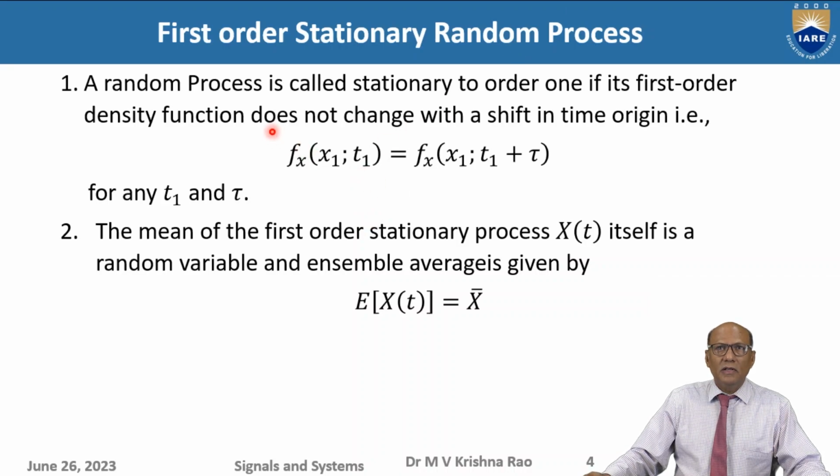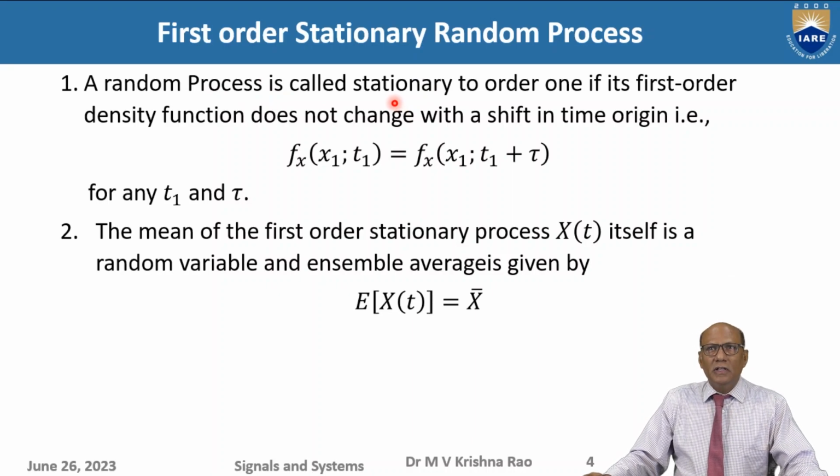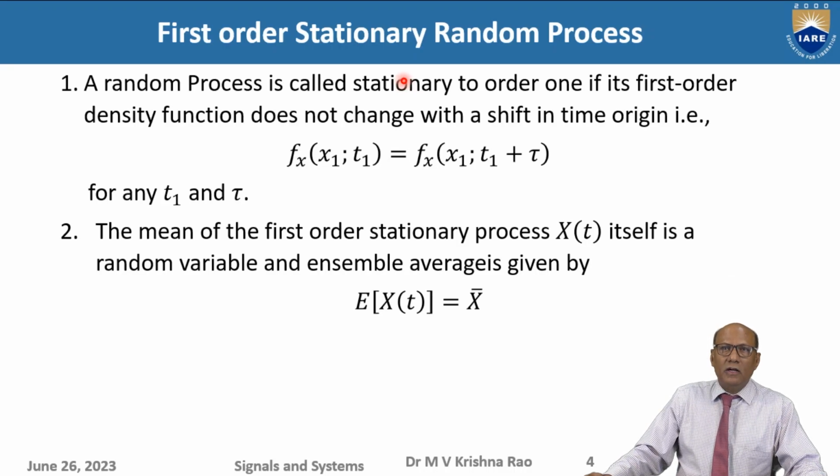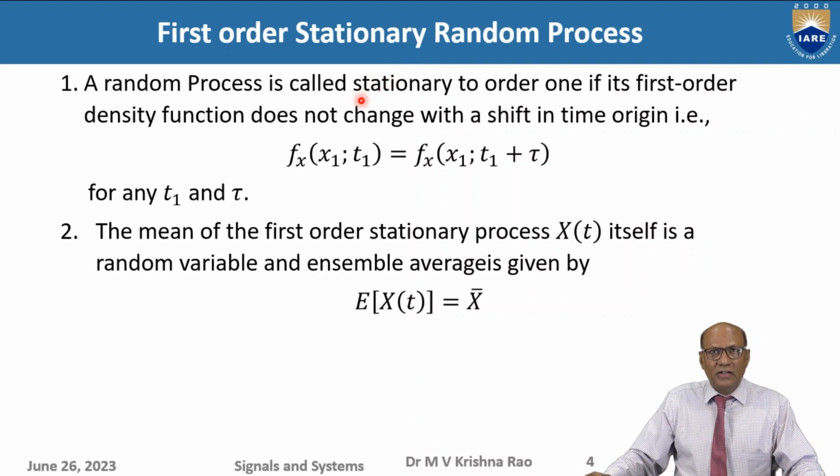Now, stationary random process. What does stationary mean? Something is not changing in the random process. What is that? It is the statistical parameters. You can say mean and variance, or the first order density function or second order density function, that is the joint density function, third order, fourth order, nth order density functions and joint density functions.